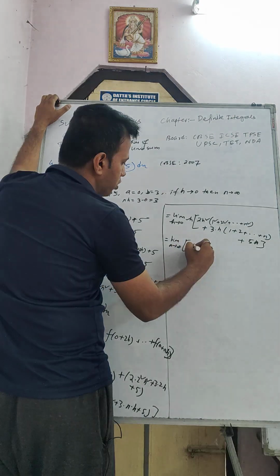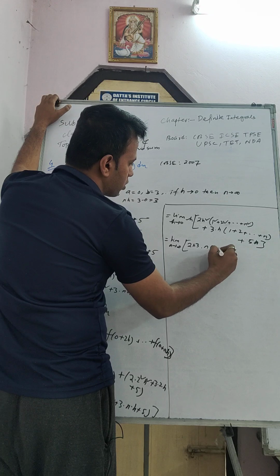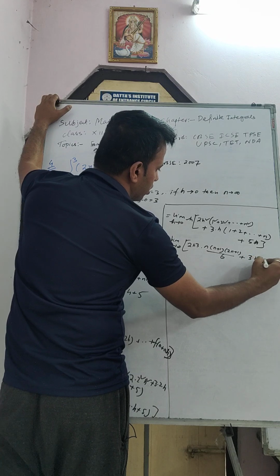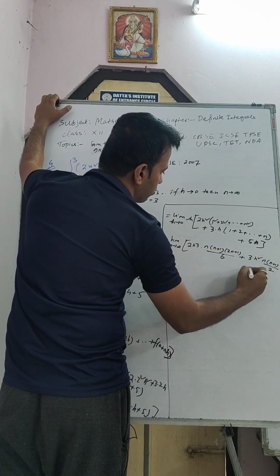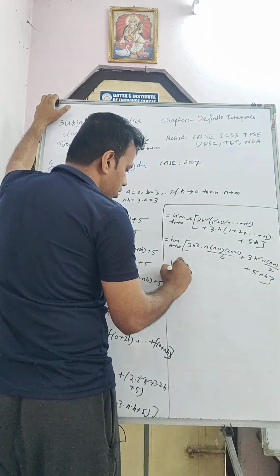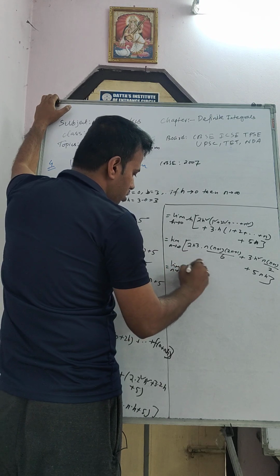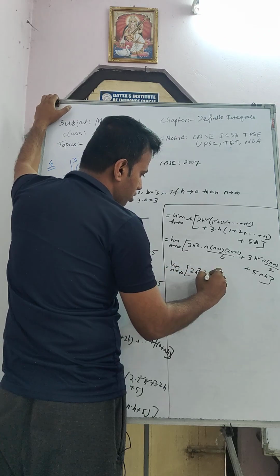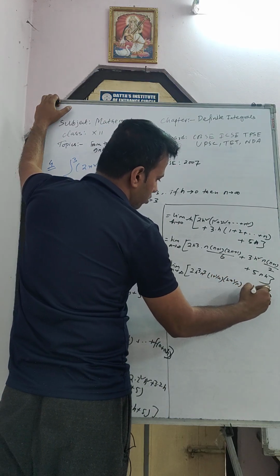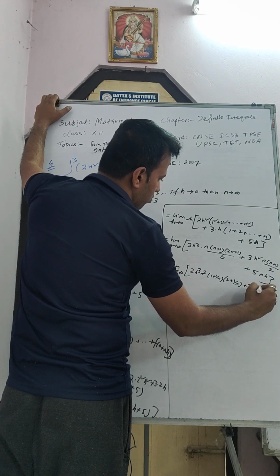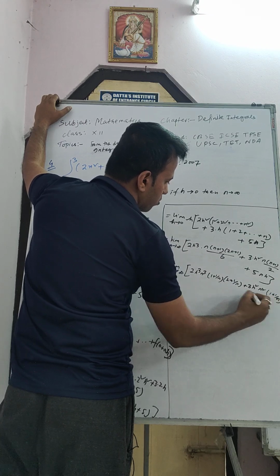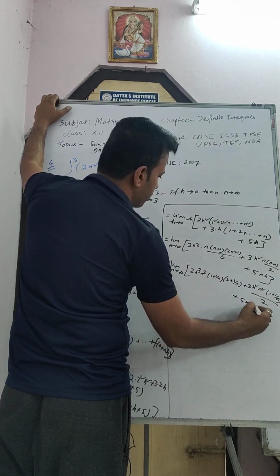Here it will be 2 into h cube and n into n plus 1 into 2n plus 1 by 6, and here 3 into h square and n into n plus 1 by 2, plus 5nh. So now we can put the limit n tends to infinity: 2 into h cube n cube, 1 plus 1 by n, 2 plus 1 by n, and 3 into h square n square, 1 plus 1 by n by 2, plus 5 into 3.